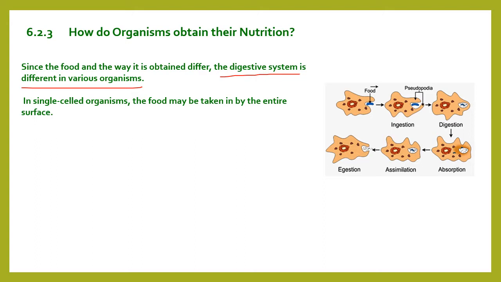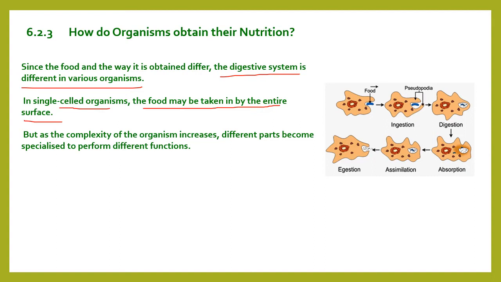In single celled organisms, जो unicellular substance होते हैं और living organism होते हैं, the food may be taken by the entire surface. पूरा जो बॉडी सरफेस है उसमें से फूड वो अंदर एब्सॉर्ब कर लेते हैं. बट as the complexity of the organism increases, different parts become specialized to perform different functions. Did you get the point?